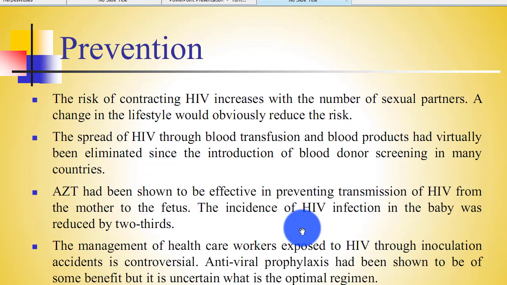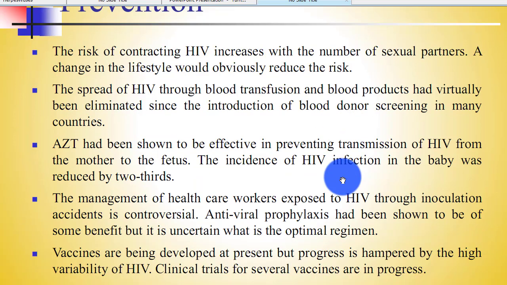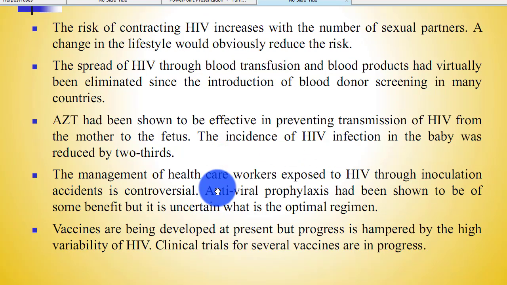Prevention. The risk of contracting HIV increases with the number of sexual partners. A change in lifestyle would obviously reduce the risk. The spread of HIV through blood transfusion and blood products has virtually been eliminated since the introduction of blood donor screening in many countries. AZT has been shown to be effective in preventing transmission of HIV from the mother to the fetus. The incidence of HIV infection in the baby was reduced by two thirds.